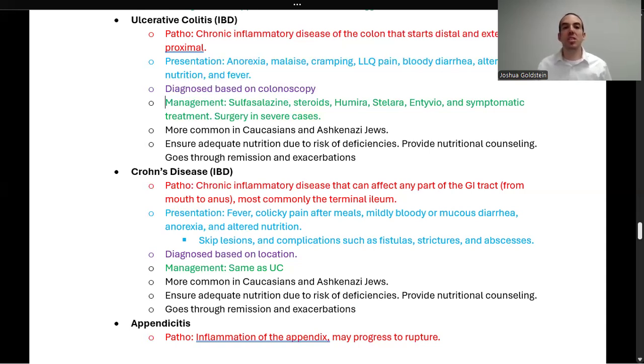We would also be treating the patients symptomatically, so whatever symptoms they present with in the acute setting, when they're having an acute flare-up, we're going to manage their symptoms. And in severe cases, we may do surgery depending what's going on with the patient.